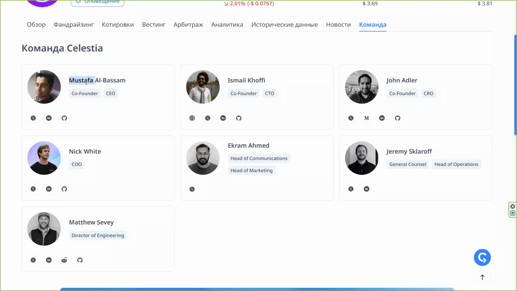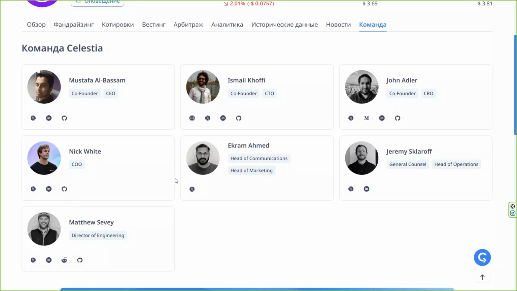Mustafa Al-Bassam is the CEO of CELESTIA Labs, also a well-known figure in the world of blockchain and cybersecurity. He earned a PhD in computer science from University College London. Ismail Kofi, the CTO of CELESTIA Labs, is a former senior engineer at Tendermint and the Interchain Foundation. John Adler, CRO at CELESTIA Labs, creator of Optimistic Rollups, previously worked on scalability at Consensys. So you feel it, right? The scale and level they have. Nick White, COO of CELESTIA Labs, co-founder of Harmony, from Stanford and others.